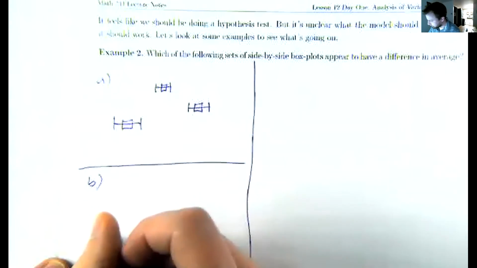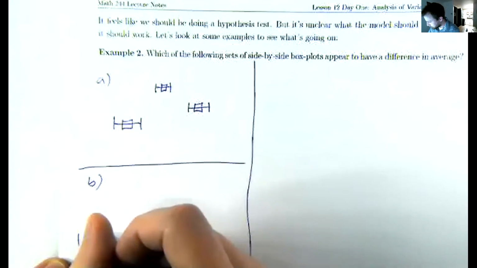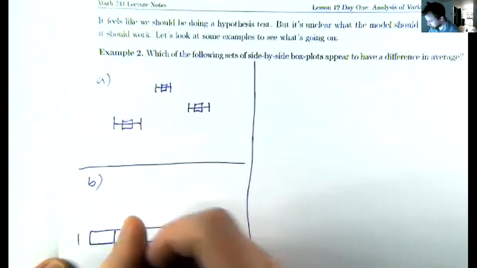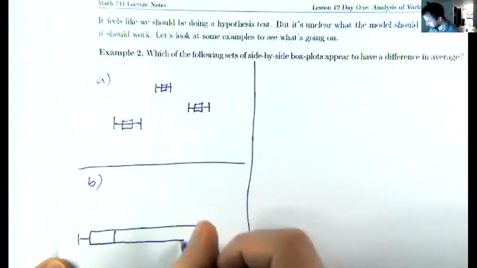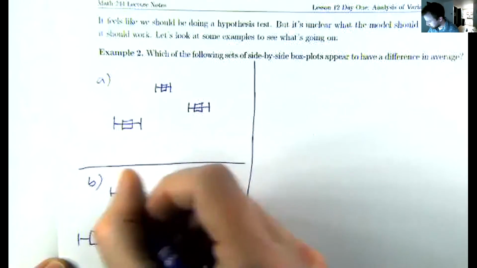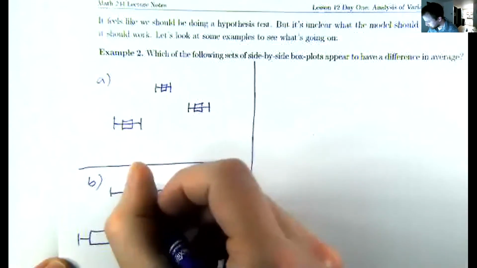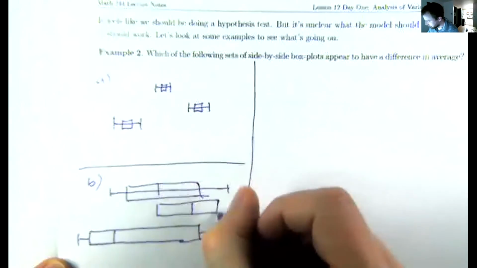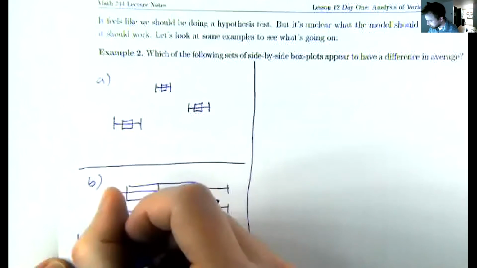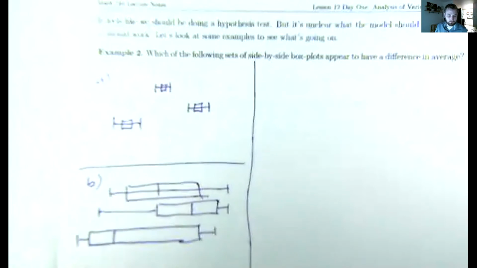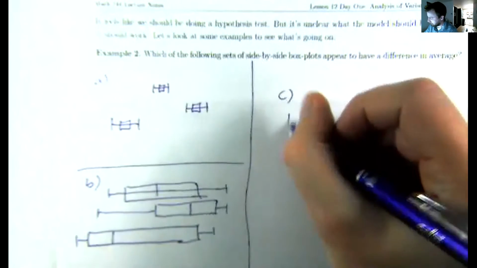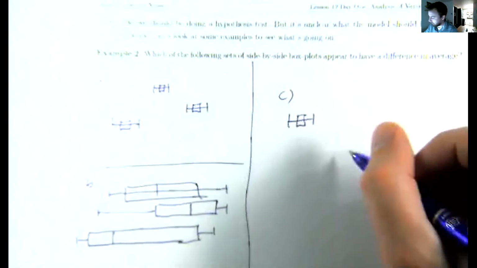Scenario B, I have something like this. And in scenario C, I have something like this. These look like little TIE fighters to me.